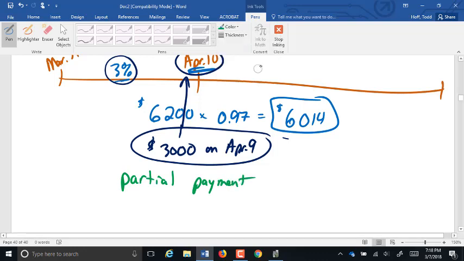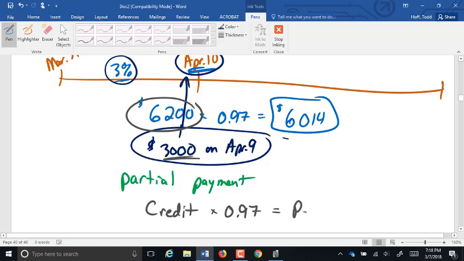The way it is calculated is a little bit strange. A lot of people want to find 3% of this and just add it on. That's not how it works. Remember, this is the amount that is credited times that complement, in this case, 0.97 because it's a 3% discount. That equals the amount that is actually paid.